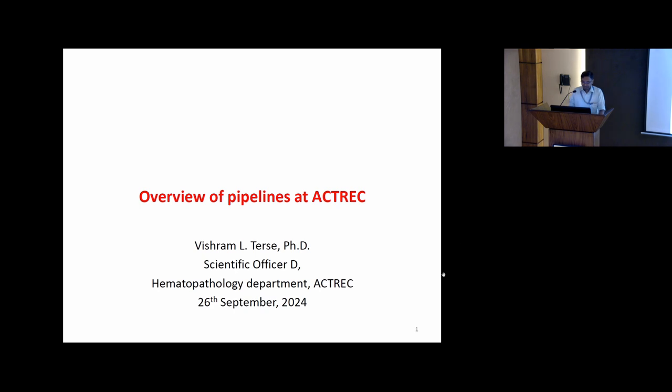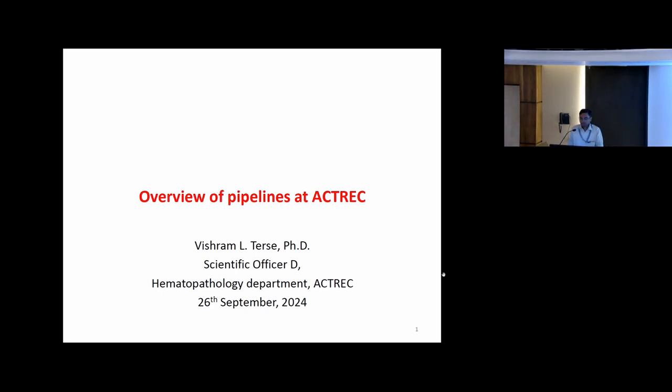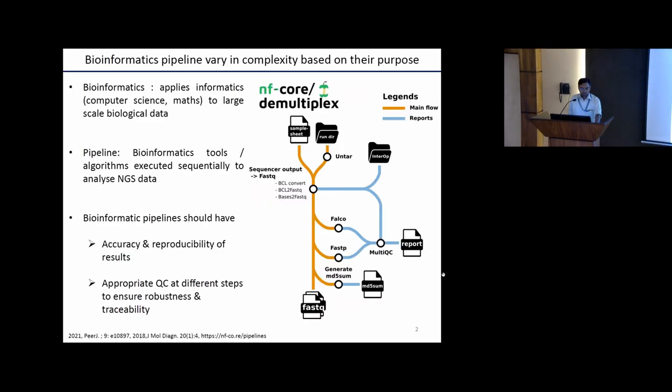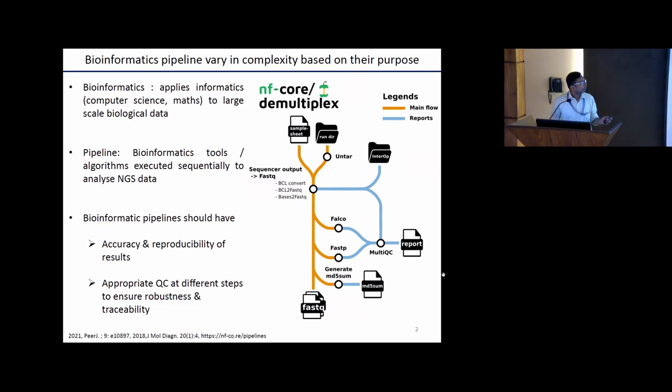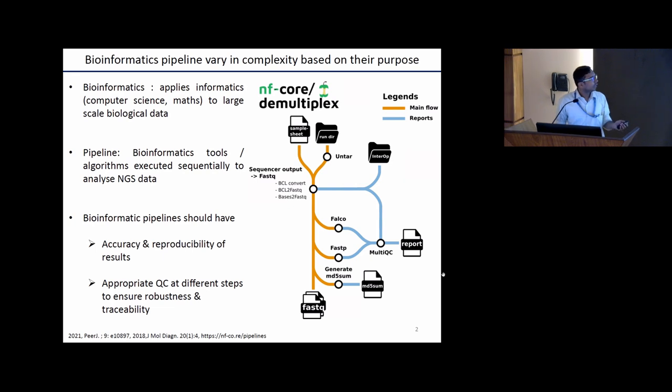Yeah. So I'll give you a short overview of what pipelines we are using at ACTREC. Bioinformatics, as you know, applies informatics, which is maybe computer science, maths, to large-scale biological data. In our case, it is genomics, right? And bioinformatic tools or algorithms, when executed sequentially to analyze this data, is what we call a pipeline. And this pipeline should be accurate, reproducible, and should have QC at different steps to ensure robustness and traceability, right?